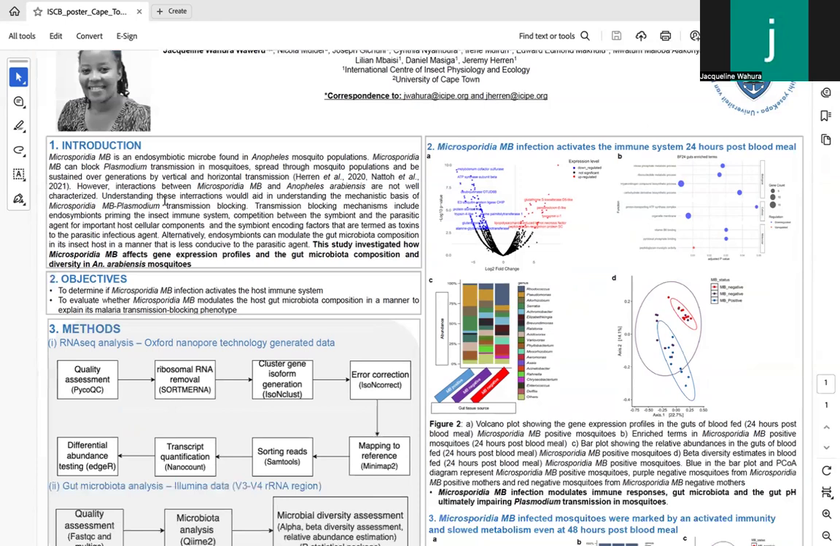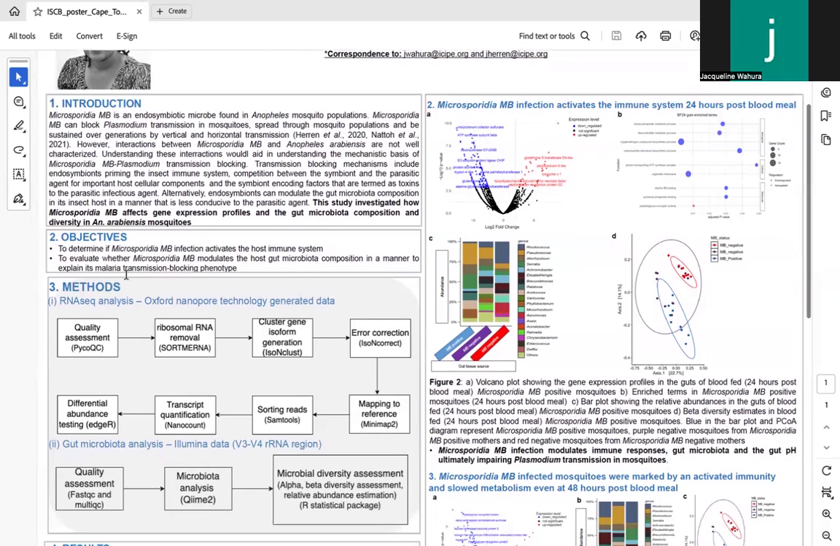Microsporidia MB is an endosymbiont found in Anopheles mosquitoes and was shown to impair the transmission of Plasmodium falciparum. It is vertically and horizontally transmitted, ensuring its stable transmission in mosquito populations. However, the mechanism it uses to impair the transmission of Plasmodium is not known.